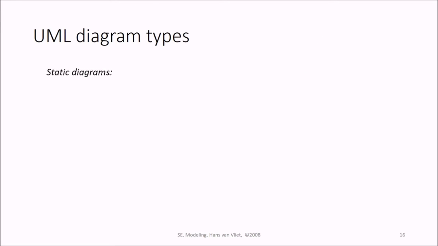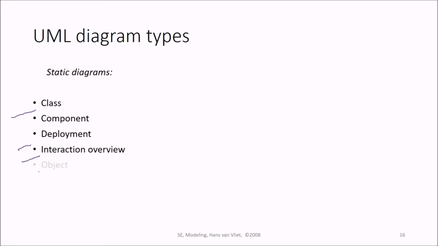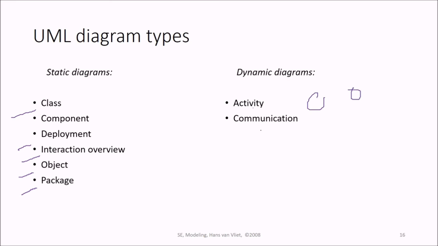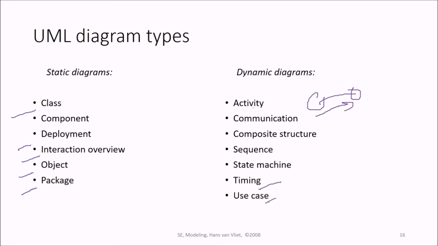These are the UML diagram types. Static diagrams include the class diagram, component diagram, deployment diagram, interaction overview, object and package diagram. Dynamic diagrams include activity, because a certain activity will be shown, communication between two, composite structure, sequence, state machine, timing, and use case. So these are the dynamic diagrams, and all the others come under the category of static diagrams.